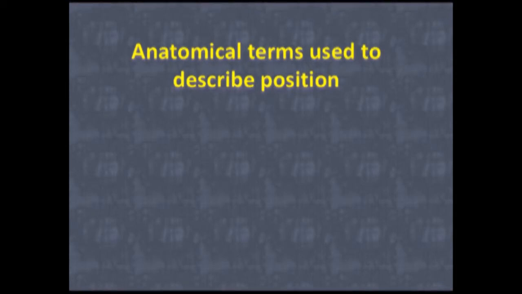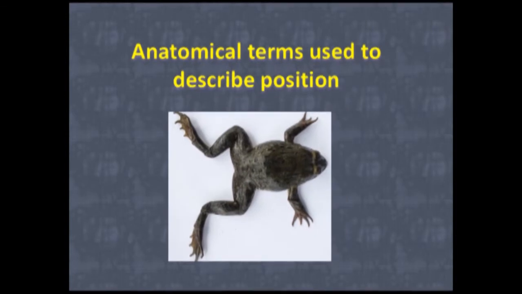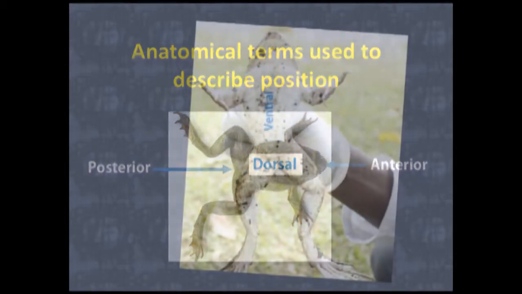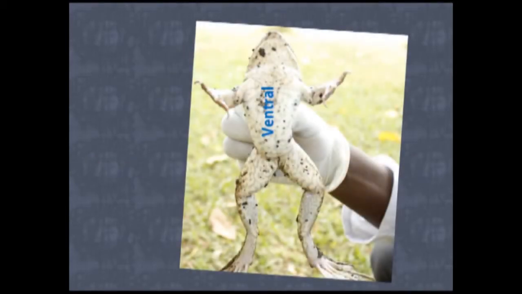There are several of these, and those that are of practical importance include the following. Anterior is used to refer to placement that is towards the front of the animal. Posterior is used to describe position towards the hind of the animal. Dorsal is used to describe position on the upper surface of the animal. Ventral is used to refer to position on the lower surface of the animal.